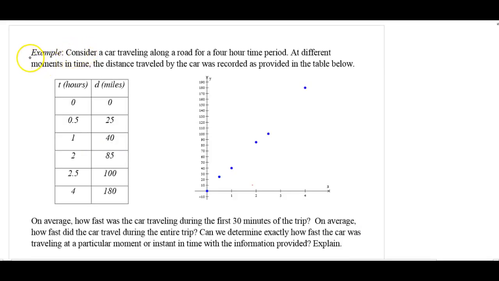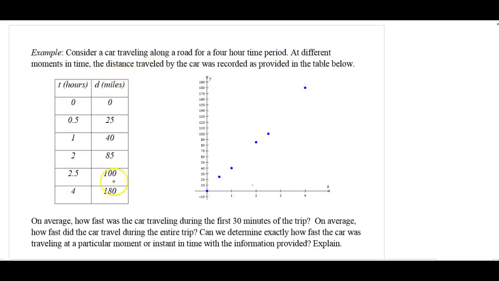Alright, to get into the difference between an average and an instantaneous rate of change, let's look at this particular example. We're going to consider a car that's traveling along a road for a 4-hour time period. At different moments in time, the distance traveled by the car was recorded as provided in the table below.